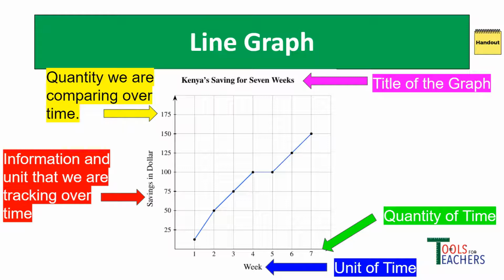Notice the data points are connected with lines. These lines show how the data is changing, and that's how this graph gets its name, line graph.